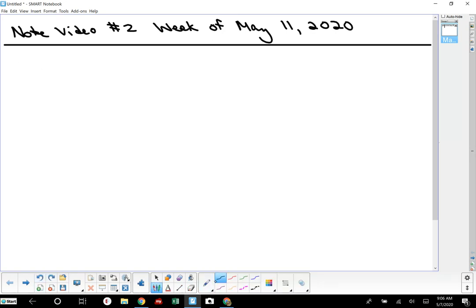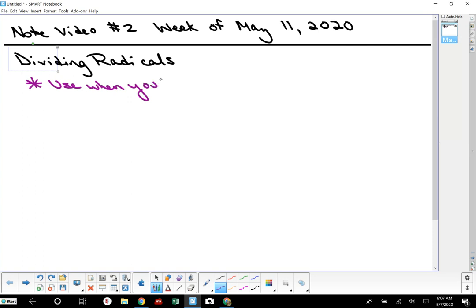This also has to do with dividing radicals. But this is very different than what you learned in video 1, where you just multiply by a single term in the denominator. So this method you're going to use when you have two terms in the denominator. The numerator does not matter. There could be one term, two terms, six terms in the numerator. It's the denominator that you have to worry about.